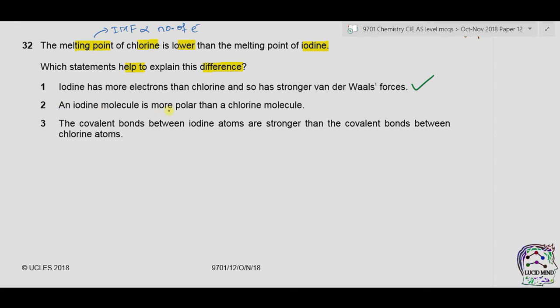Part 2. An iodine molecule is more polar than a chlorine molecule. This is wrong because an iodine molecule is made up of iodine atoms. Electronegativity is the same, so no polarity is present. Similarly, a chlorine molecule is made up of 2 chlorine atoms. As electronegativity is the same, no pole is present. Option 3. The covalent bonds between iodine atoms are stronger than the covalent bonds between chlorine atoms. This is wrong because in chlorine the bond is stronger and more energy is required to break the chlorine-chlorine bond as compared to the iodine-iodine bond. As only option 1 is correct, the answer is D.